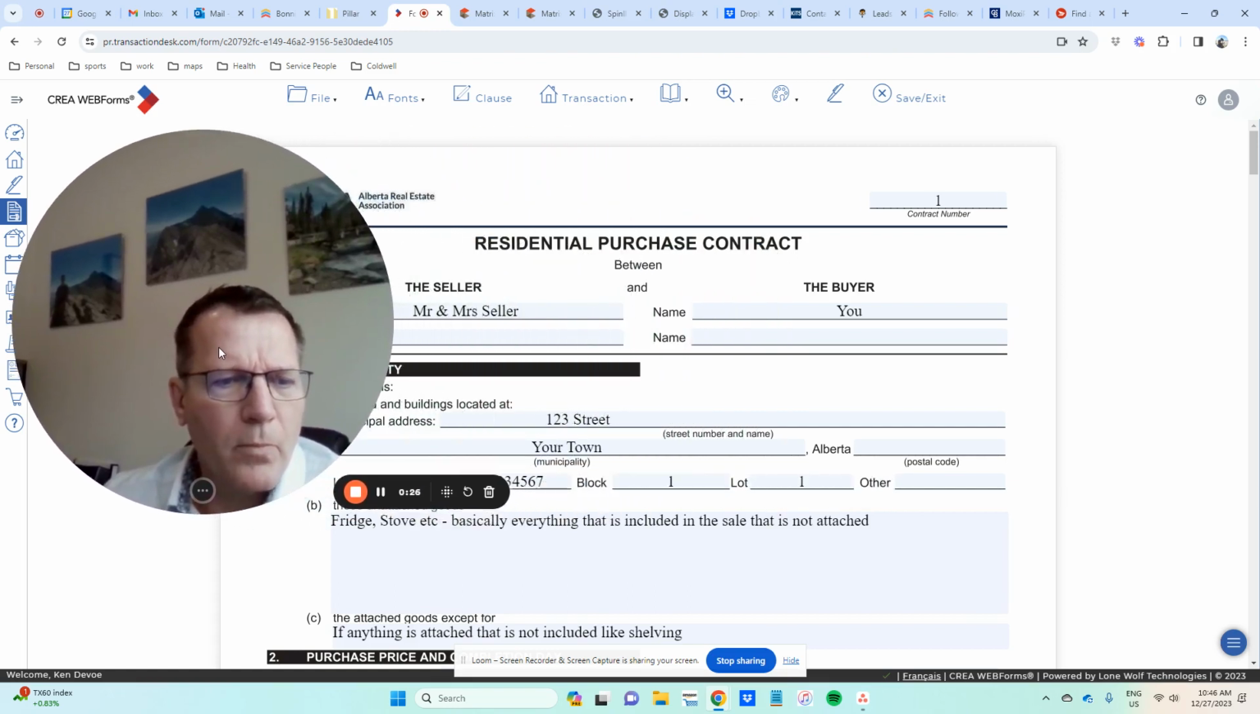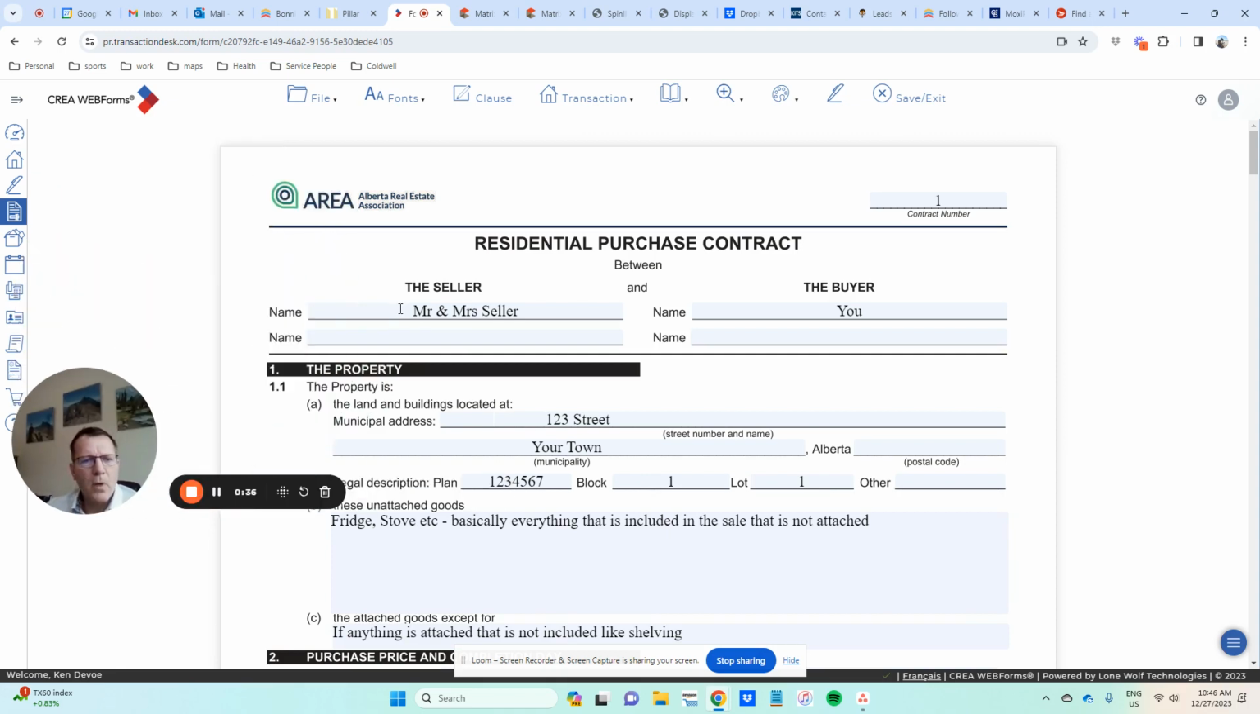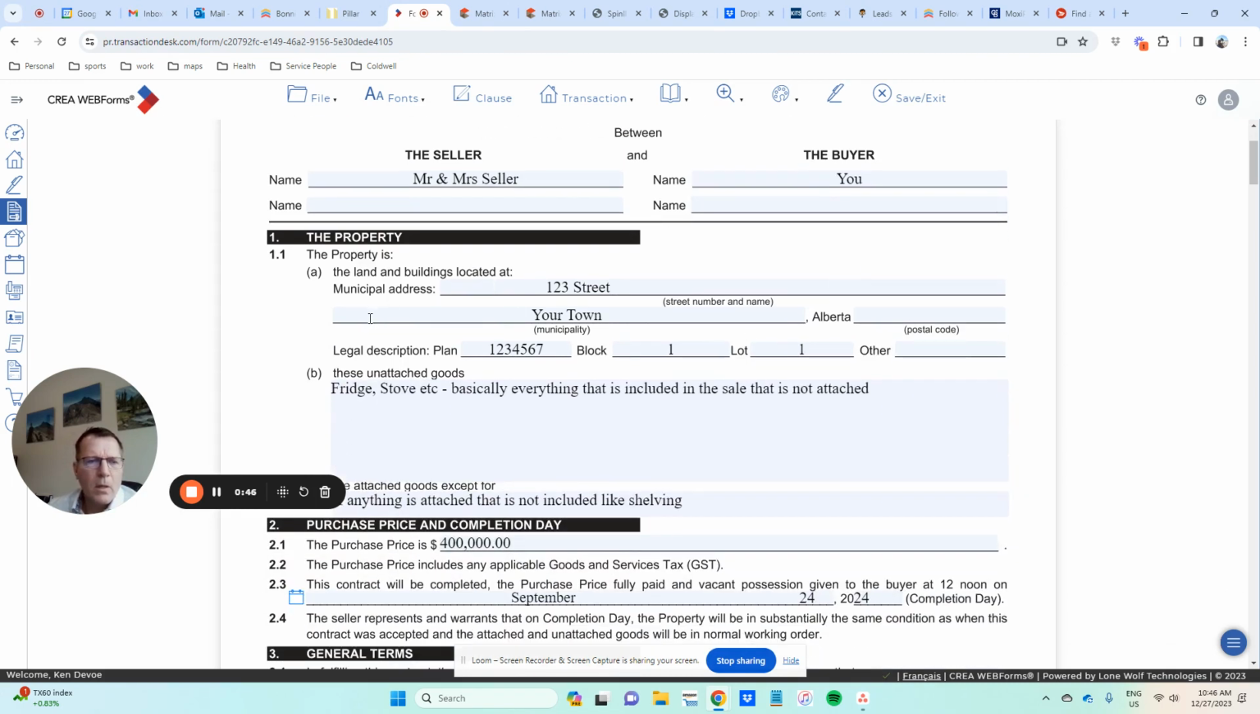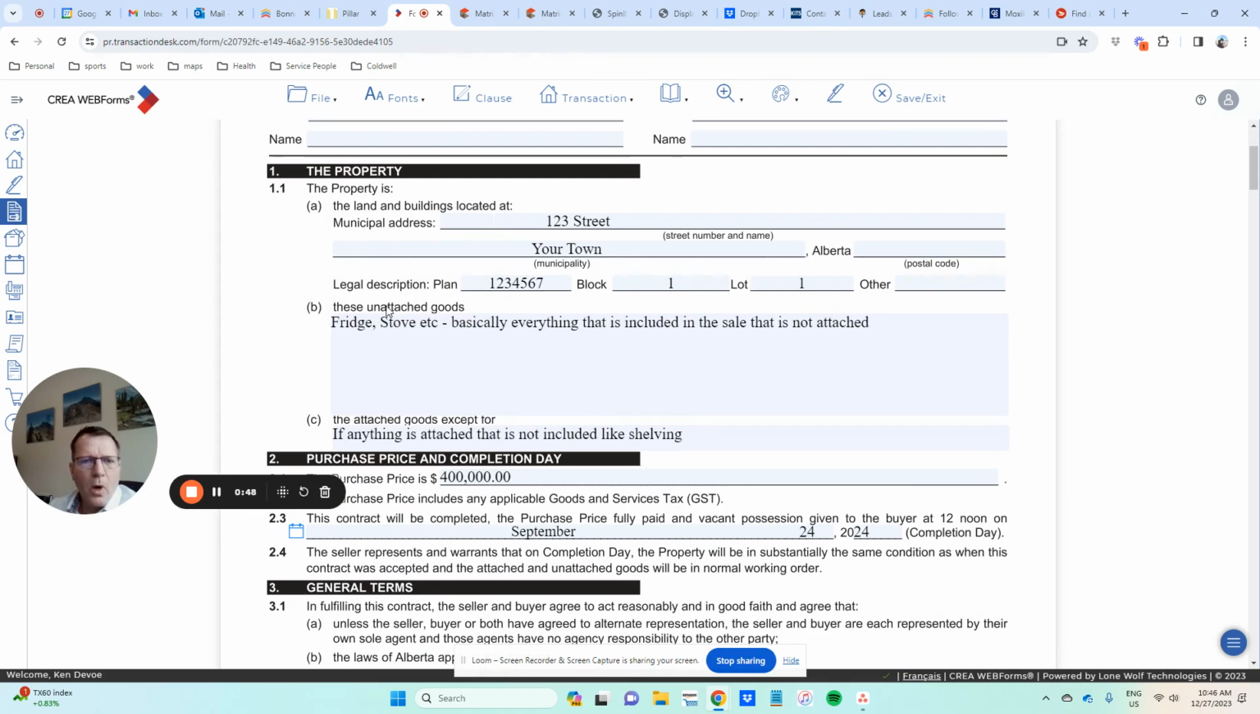But yeah, just follow along, and I'll show you everything that you're going to be seeing in a contract. So at the top here, you're going to have all the people that are involved in the purchase. The seller's names are going to go here. Your name's going to go here. Section 1 has to do with the property. Now, like I said, it's an Alberta contract, so all the addresses will be in Alberta here. So say you're buying 123 Street in your town, it'll all go in here.